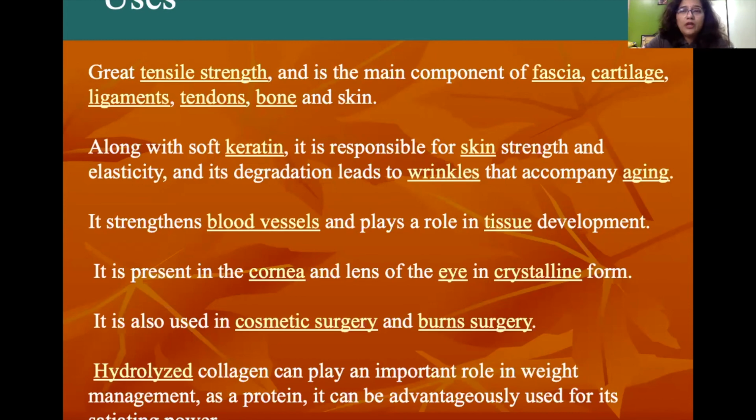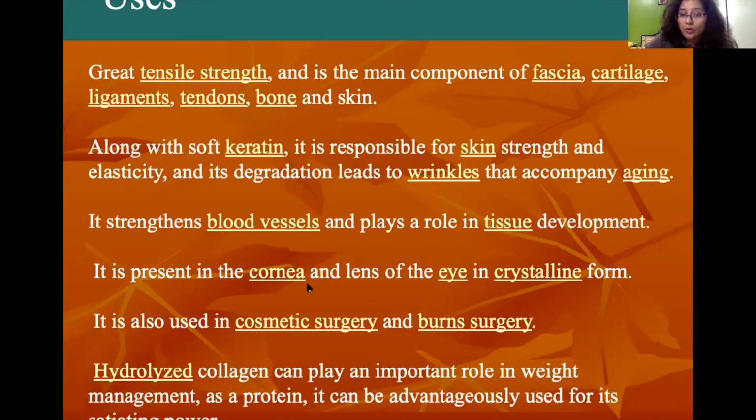Uses of collagen in all the areas. As we all know, it is a tough molecule, so it gives great tensile strength, and it is a major component of fascia, cartilage, ligament, tendon, bone, and skin. Along with soft keratin, it is responsible for skin strength and elasticity, and its degradation leads to the wrinkles that accompany aging. It strengthens blood vessels and plays a role in tissue development.